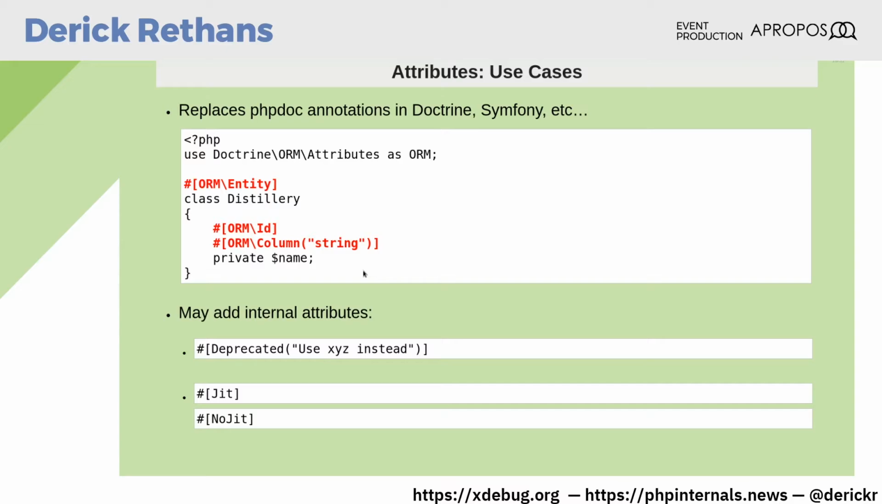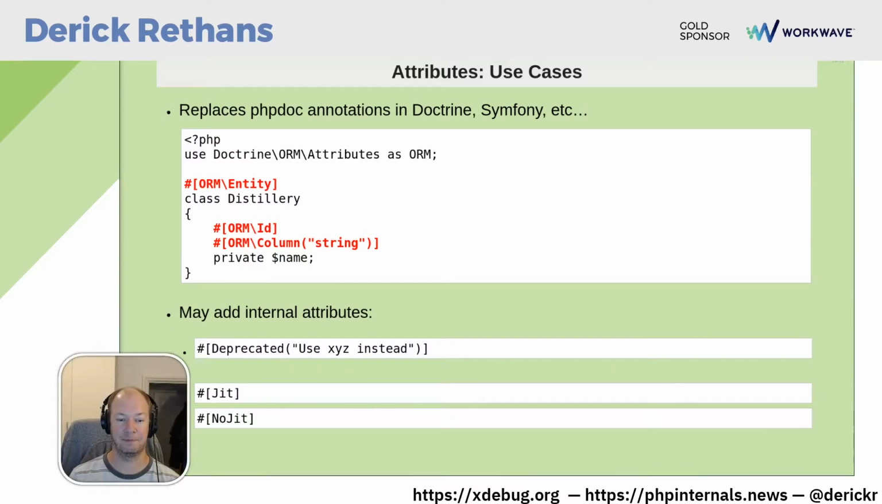Or maybe at some point PHP will get internal attributes such as deprecated that will throw a deprecation warning whenever this method is called or this property is being used. Or maybe at some point in the future we see attributes called JIT and no-JIT that can signal the JIT engine in PHP, which I'll get back to later, whether a specific method should not be JITted or should be JITted very specifically. Again, we will see where that goes in the future.